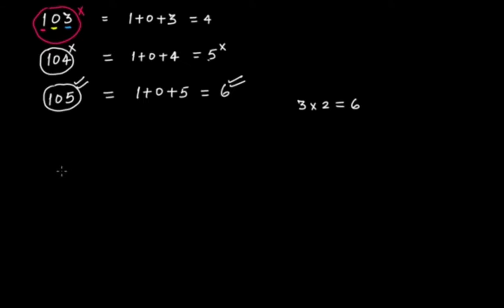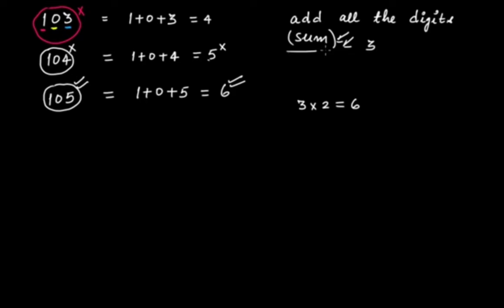Therefore, the rule or the condition that must be satisfied for any number to be divisible by 3 is that the sum of all the digits should be divisible by 3, right? So you just add all the digits, and after adding, the sum you get should be divisible by 3. And if it is divisible by 3, then that number would be divisible by 3.